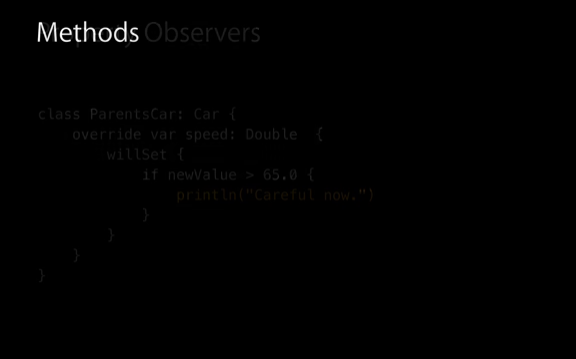So that's how we add properties. What about methods? How do we add methods to our classes? Well, here's a simple class called counter. Just keeps track of how many times something has happened.